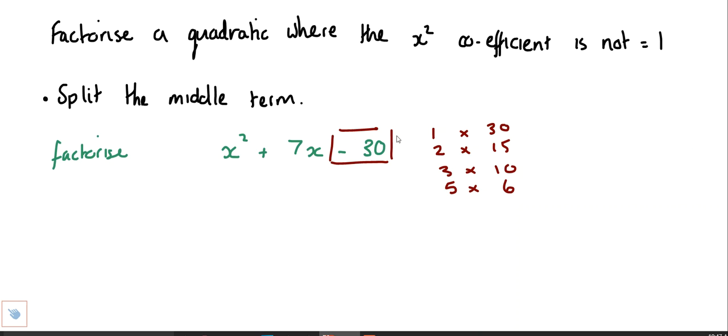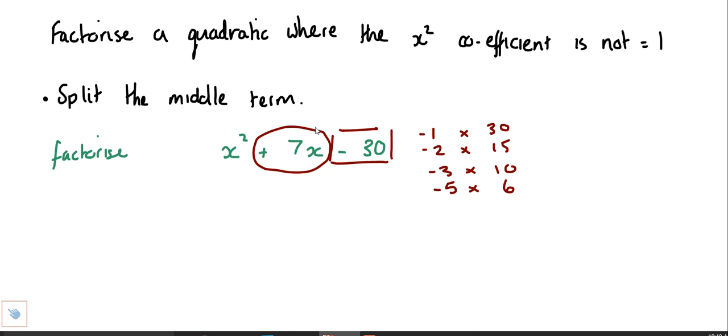Just to add to that, to help anyone out, this is a negative, which means one of those numbers has to be negative. To help you decide: the middle term is a positive, the result of adding the two numbers together. That means the bigger number must be positive. So it's either minus 1 times 30, minus 2 times 15, minus 3 times 10, or minus 5 times 6. So we're then looking at whichever one of these adds to make plus 7.